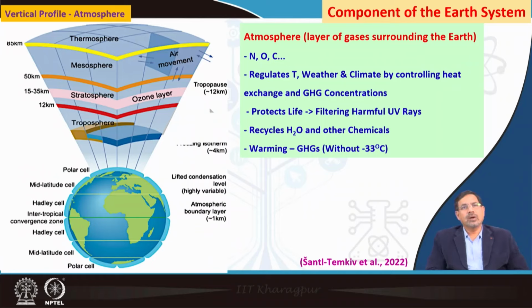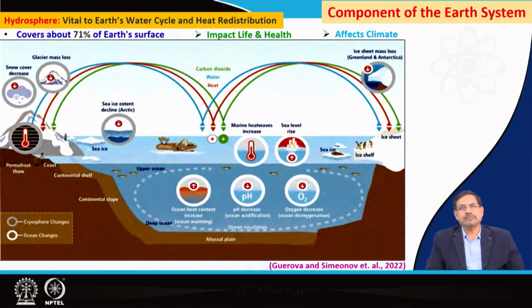In this particular figure, we also have various cells and zonations as far as the Earth system is concerned: the Hadley cell, the intertropical convergence zone, which we call ITCZ in abbreviation, the mid-latitude cells, and the polar cells. We will be discussing them eventually when the lecture on the atmosphere is elaborated. Now let us move on to the hydrosphere.